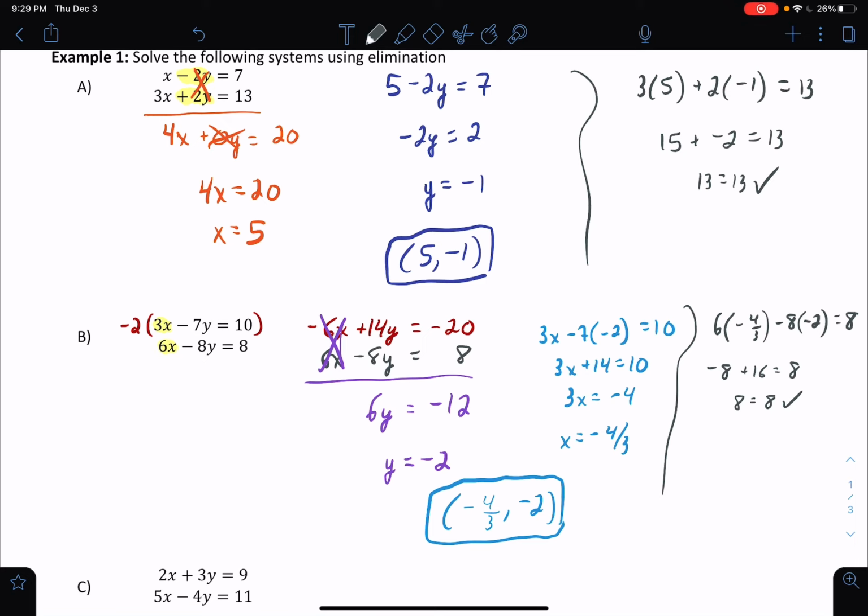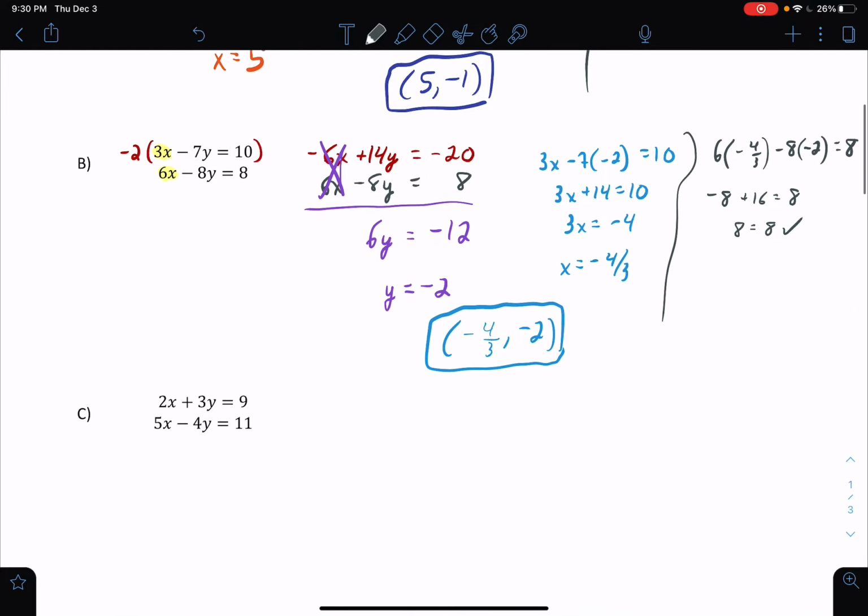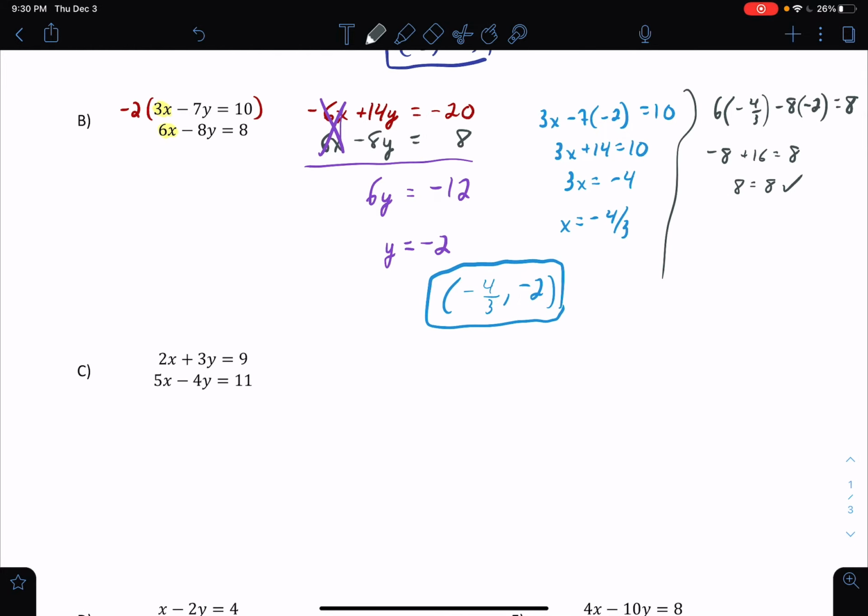All right, so like in example 1a, we were able to just eliminate a variable right away. In example 1b, we had to manipulate one of our equations in order to get opposite coefficients, therefore we could eliminate a variable. All right, what about in 1c? Are any variables ready to be eliminated right away? No. No, I don't have opposite coefficients. What about, could I manipulate one of my equations to get opposite coefficients? Not off the bat. Okay, so maybe I need to manipulate both of my equations.